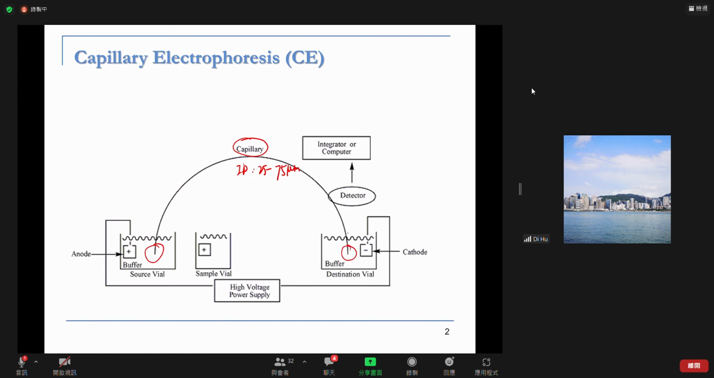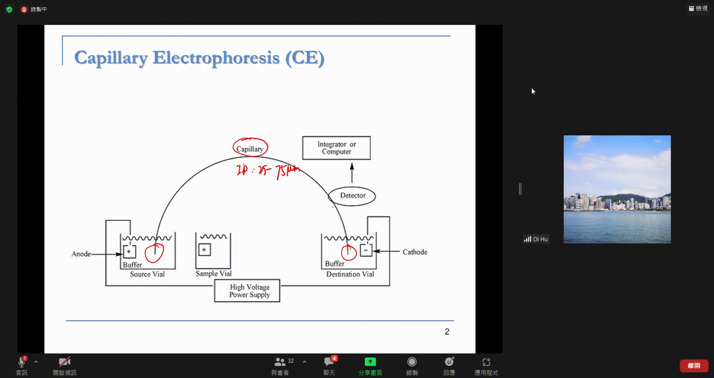This capillary tube is filled with electrolyte solution, and the buffer solutions are already put in the source vial and the destination vial. Okay, so the ions migrate in this capillary tube. They're separated in the capillary tube.